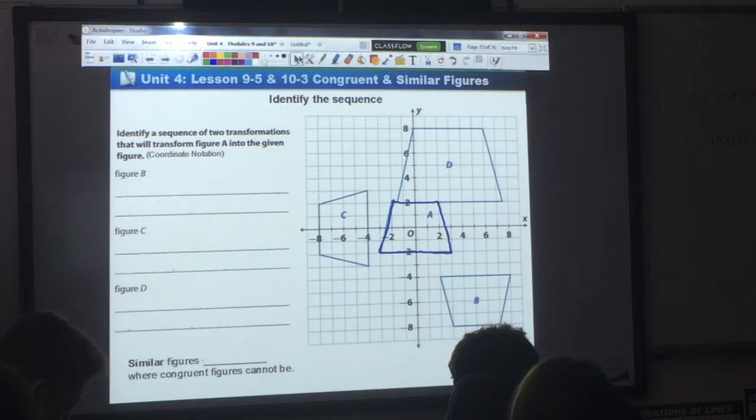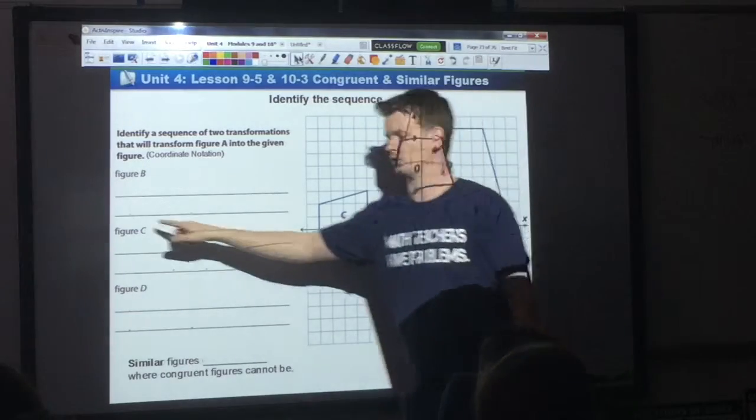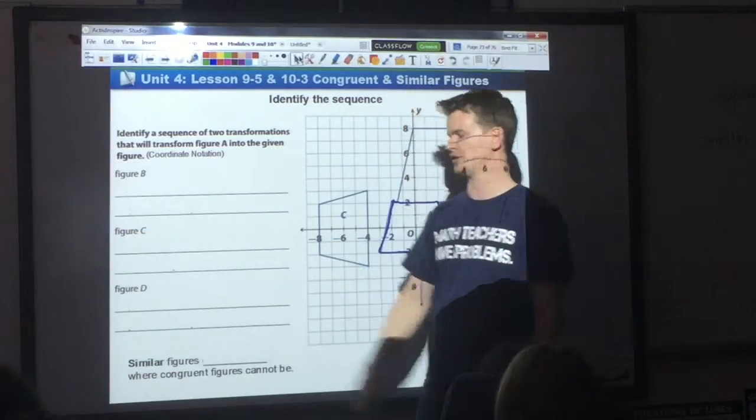So let's see who's going to pick the sequence. The sequence will be picked by Flash. Which one do you want to do? You want to turn it into B, C, or D? C. You're going to turn it into C. Okay, so we're going to do this one. We'll work with just C. You guys can always go back and try to do B or D on your own.